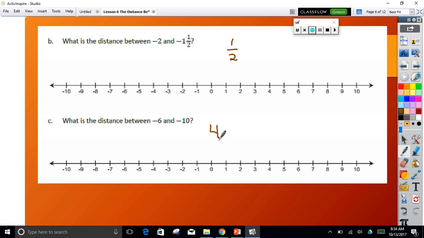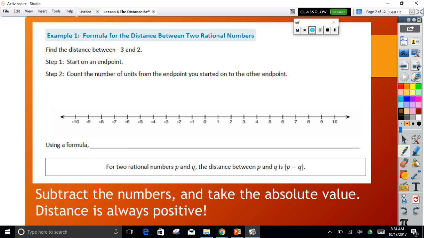We're going to talk about how we can do this without using the number line. So when we're finding the distance between negative 3 and 2, what we've been doing on the number line is we start on an endpoint, and we count 1, 2, 3, 4, 5 units. So we know that that distance is 5 units.